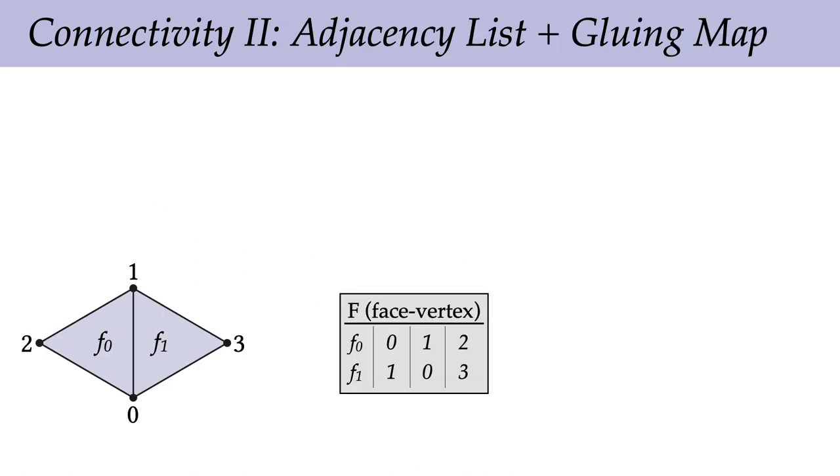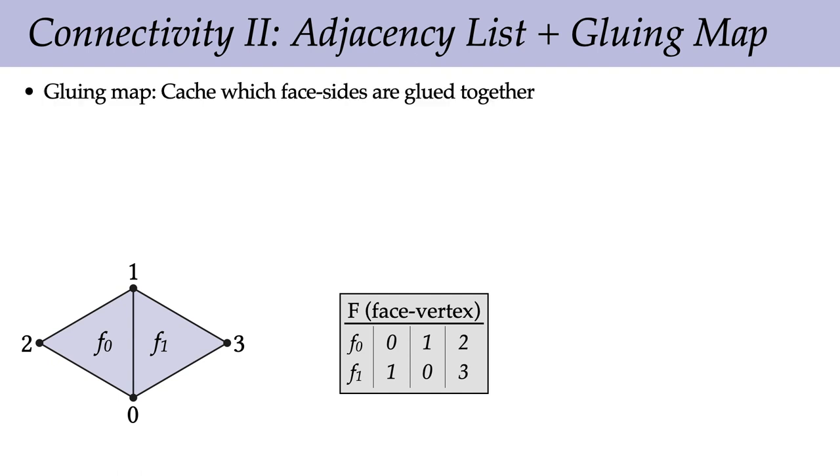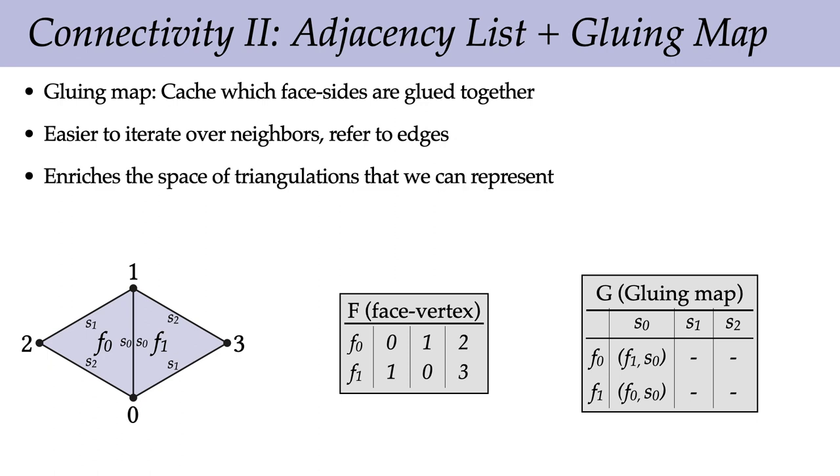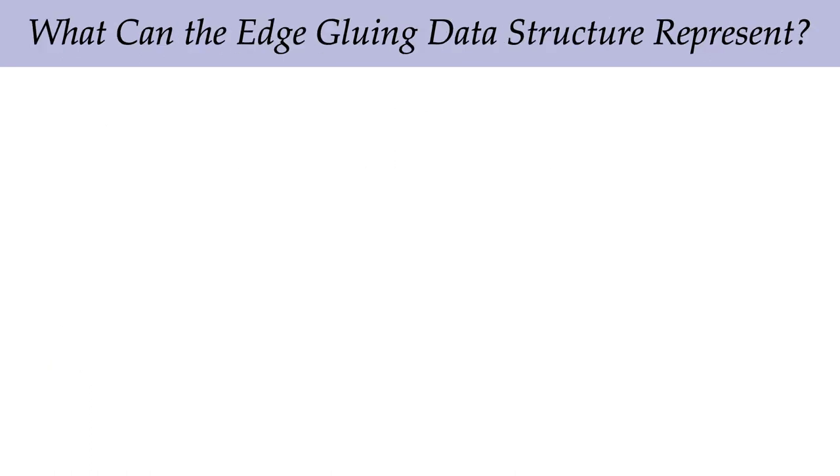In this course, we'll augment our adjacency lists with a gluing map, which specifies how the three sides of a triangle get glued to sides of other triangles in the mesh. Returning to our simple mesh, we label the sides of each face S0, S1, and S2. Then, the gluing map simply states that the first side of face 0 is glued to the first side of face 2 and vice versa. The addition of the face sides and gluing map makes it easy to figure out face 0's neighbors and allows us to explicitly represent mesh edges in terms of these new face sides. Amazingly, in addition to caching some useful data, the gluing map also enriches the space of triangulations that we can represent. What can we represent now with this edge gluing data structure?